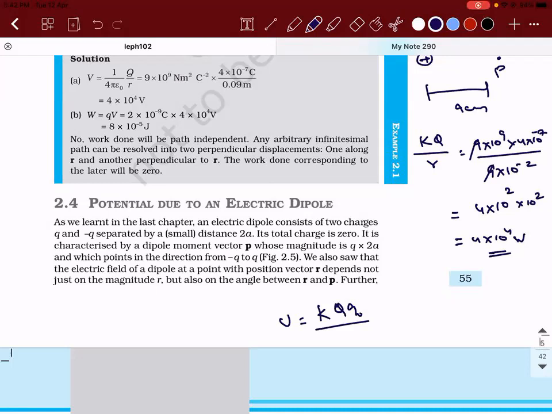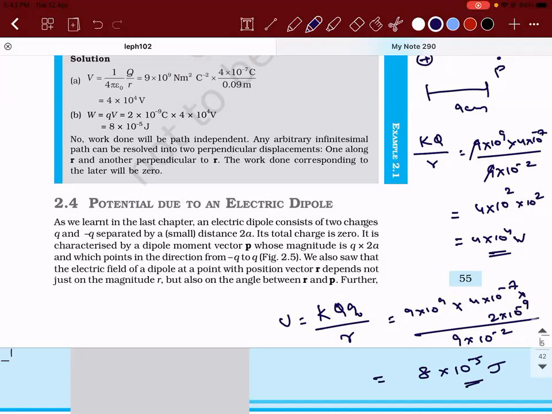It is KQ naught divided by R. K is again 9 into 10 power 9, into 4 into 10 power minus 7, into the charge 2 into 10 power minus 9, divided by 9 into 10 power minus 2. So that will actually be 8 into 10 power minus 5 joule.